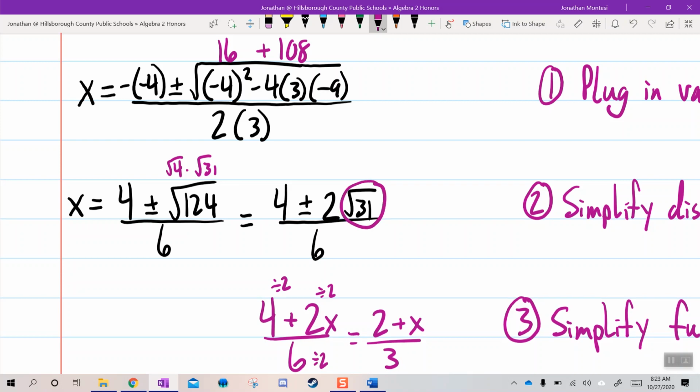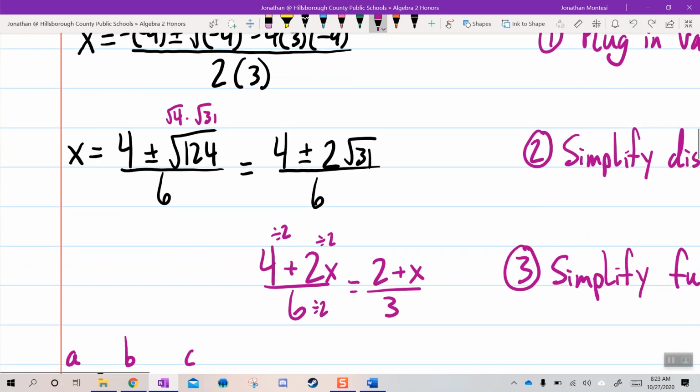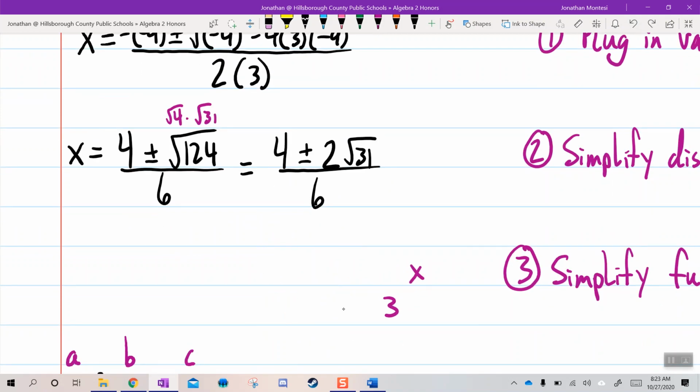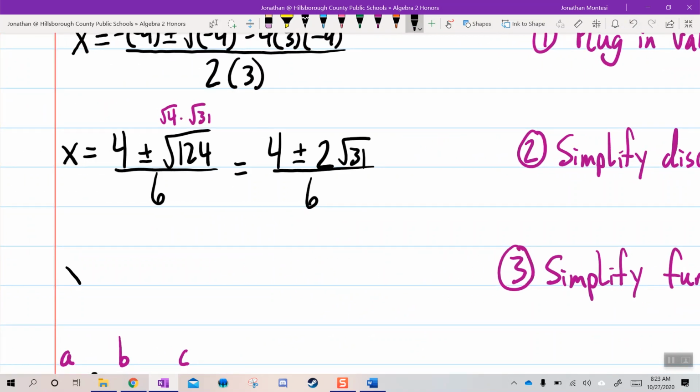You never want to simplify something in the root because it's its own thing. Just like you wouldn't mess with x with a bunch of even numbers outside. So we are going to have to reduce this as my final step. So x equals, divide everything by 2, 2 plus or minus. I am not going to put 1x or 1 root 31. You have to know that there's an invisible 1 there. Over 3. We can't simplify further.